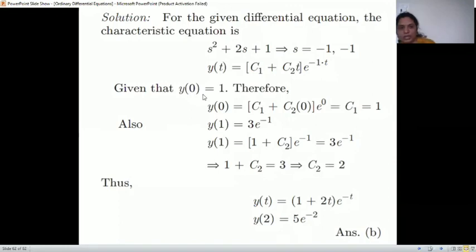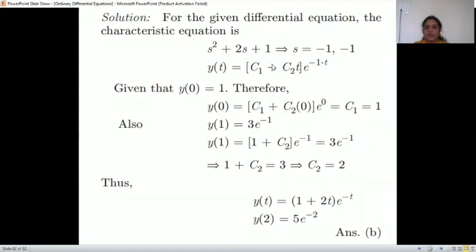And we know y of 0 is 1. Therefore, y of 0 is c1 plus c2 into 0 e raised to 0, that is c1 is 1. And the second condition, y of 1 is 3 into e raised to minus 1. Applying that, these two get cancelled, so c2 plus 1 is equal to 3. So c2 is equal to 2. So we are getting c1 is 1, c2 is 2.